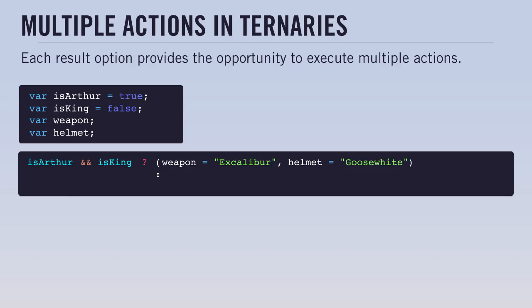So if it's Arthur and it's the king, we want to assign Excalibur as that individual's weapon and Goosewhite as that individual's helmet. On the other side of the colon, we've got the same format, and we're going to give the regular knight a weapon of the longsword as well as an iron helm for his helmet.